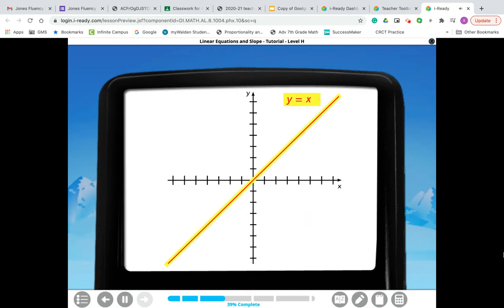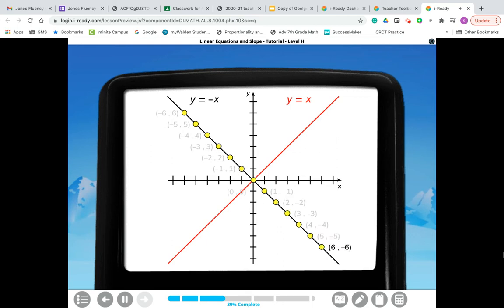And get this, this line has a slope of positive 1. But if the line has a slope of negative 1, it looks like this. Whoa, how do you get a negative slope? A negative slope just means that there is a negative rate of change. In other words, as the x values increase, the y values decrease. Watch the coordinates of the points. As the x values get greater, the y values get smaller.